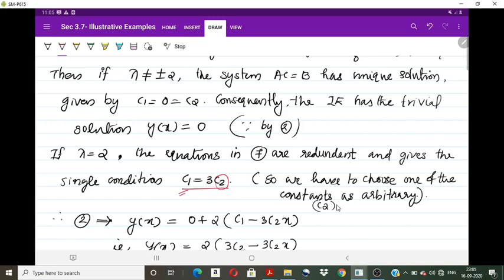So for a homogeneous Fredholm equation of the second kind, y of x equal to 0 will always be a solution. So we have to look for a non-trivial solution. One condition we get if lambda equals 2 in the homogeneous equation is C1 equal to 3C2.